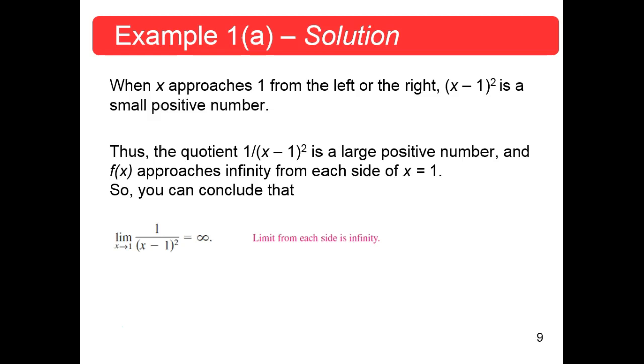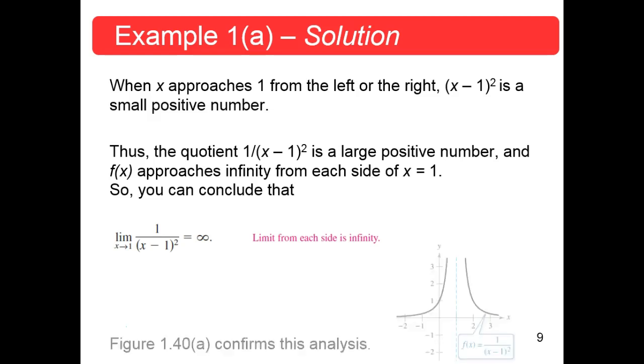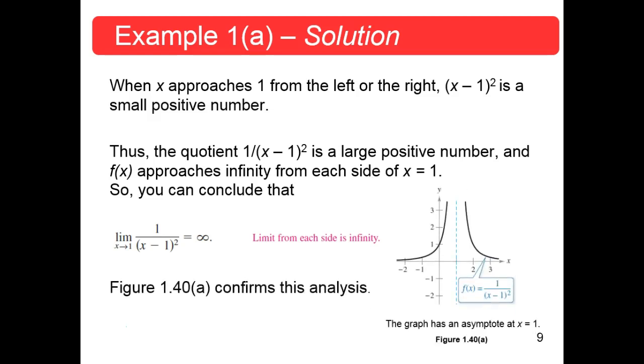So this, and again, this is, to me, kind of crazy nomenclature. It doesn't have a limit, but from both sides, positive or negative, it is going to positive infinity. Okay, limit from each side. Doesn't have a limit, but they're going to positive infinity. Okay, and that shows that.